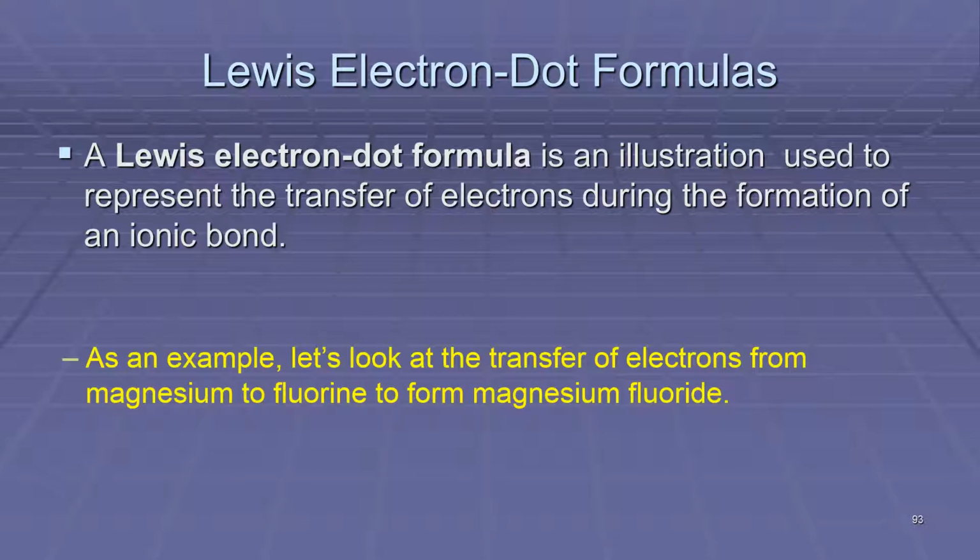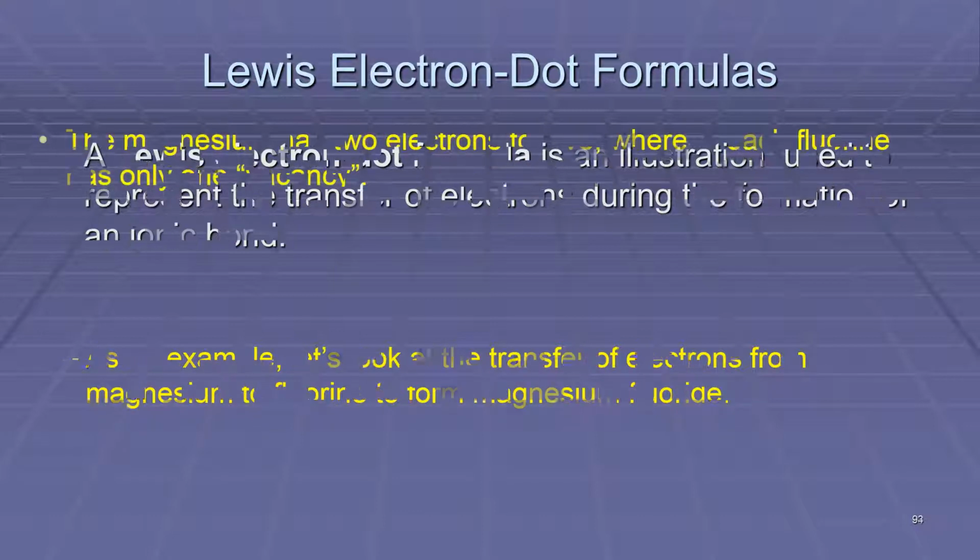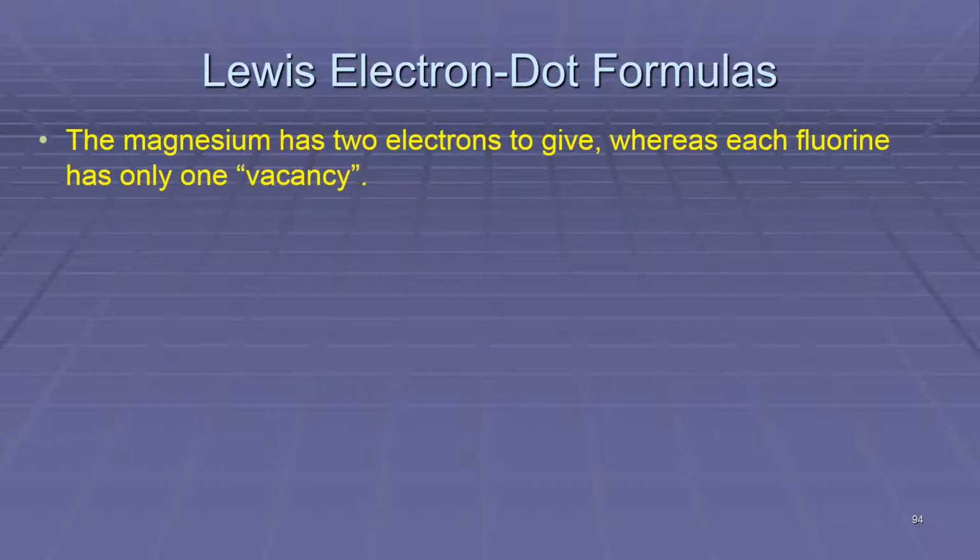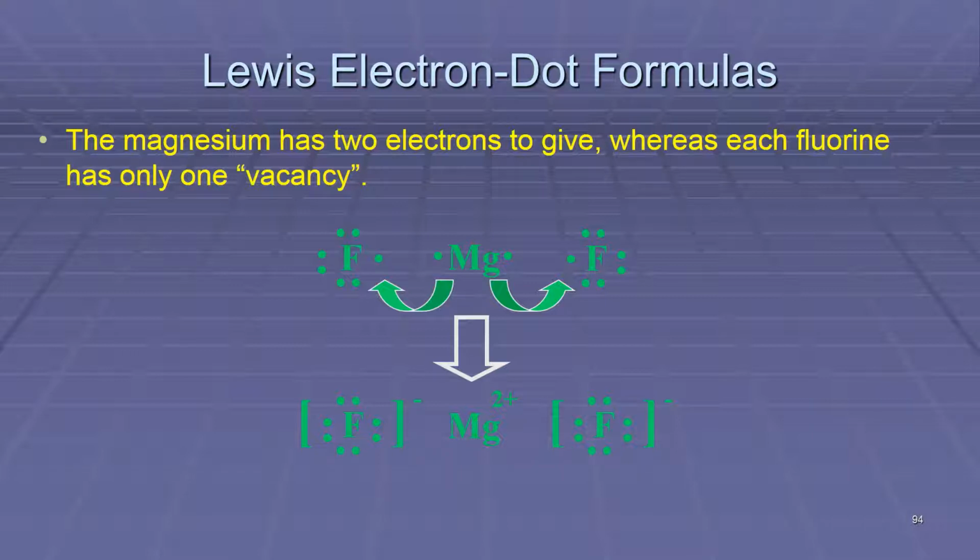But then we can also illustrate what's happening when an electron is being transferred. So again, let's look at magnesium and fluorine. Magnesium has 2 electrons to give up, but fluorine only has 1 vacancy. So if you look here, magnesium has those 2 electrons. It can't give both of them to one fluorine because fluorine only wants 1 more. So if you take 2 fluorines, then magnesium can give 1 electron to each of those fluorines.